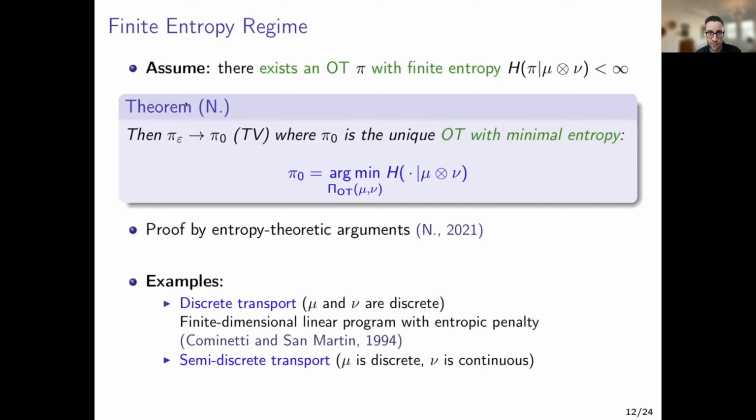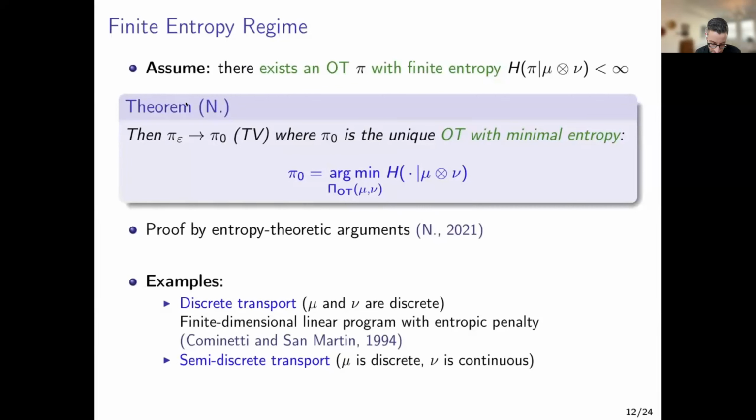From some general nonsense, this will have a unique solution. Basically, if you minimize over a convex set closed in total variation, there will always be a minimizer for relative entropy, a unique one. Call that pi 0. Then this pi 0 is the limit of pi epsilon, and the convergence even holds in total variation. This is without specifying the details or geometry of the problem, and it follows by relatively simple, very soft arguments.